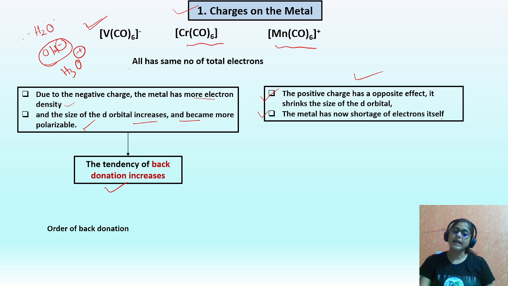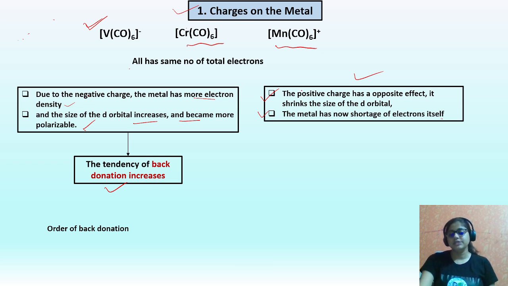Here another lone pair is present, but can it donate electrons? It is not, right? Because it has a positive charge. So this is the case. For simplification, I have taken these examples. So this is the fact here.